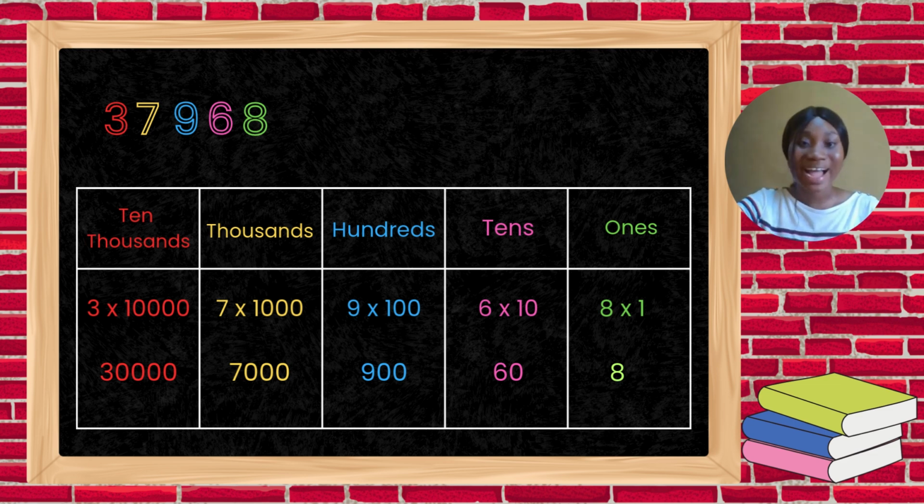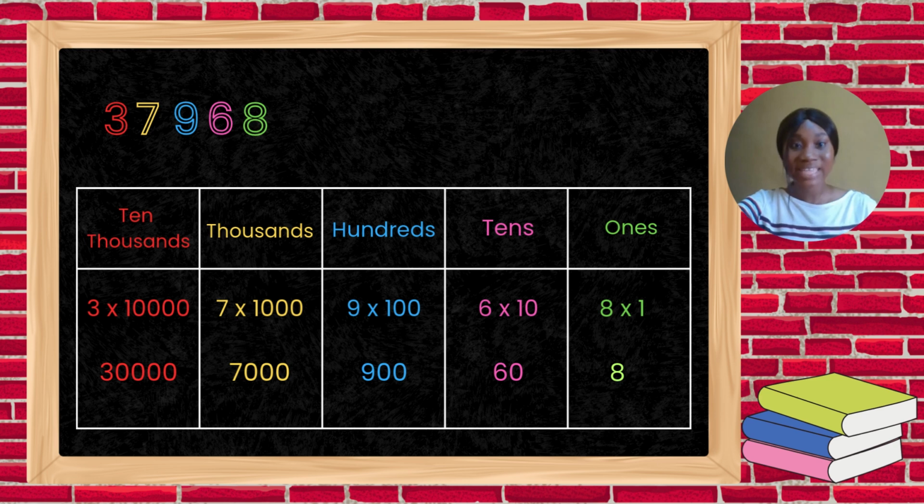So starting from the back, I have 8, and 8 is occupying the ones position. So 8 times 1 gives me 8. Therefore the name of digit 8 is simply 8. Now moving on, I have 6, and 6 is standing in the tens position. So 6 times 10 gives me 60. So the name of that digit is not going to be 6 but 60. After 6, I have 9, and 9 is standing in the hundredths position.